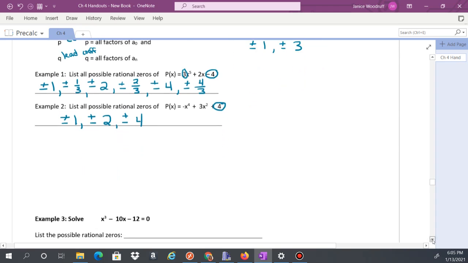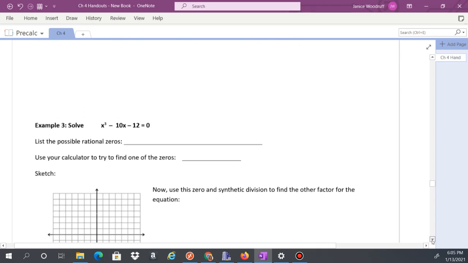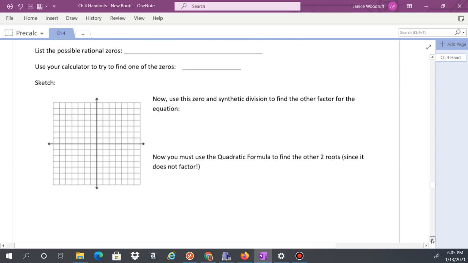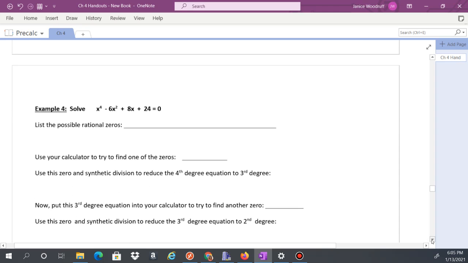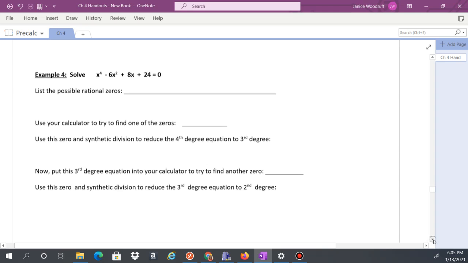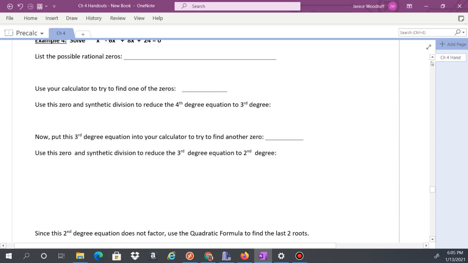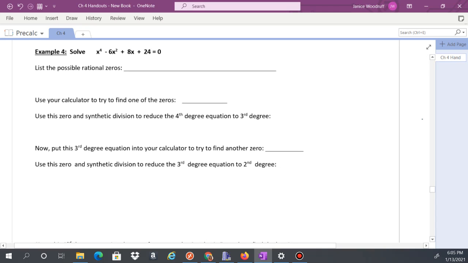Okay, and let's do another. I'm going to skip to example 4 and take you through a harder one. That way we can go to 4.6.